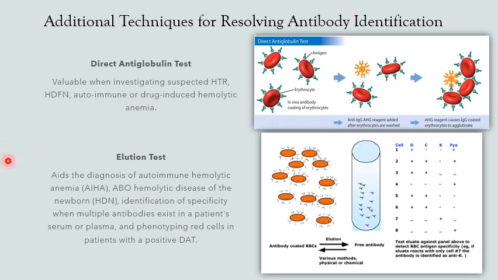Elution test aids the diagnosis of autoimmune hemolytic anemia, ABO hemolytic disease of the newborn, identification of specificity when multiple antibodies exist in a patient's serum or plasma, and phenotyping red cells in patients with a positive DAT. Elution tests dissociate or free the antibodies from the red blood cell surface to allow identification. So here, elution frees the antibody.